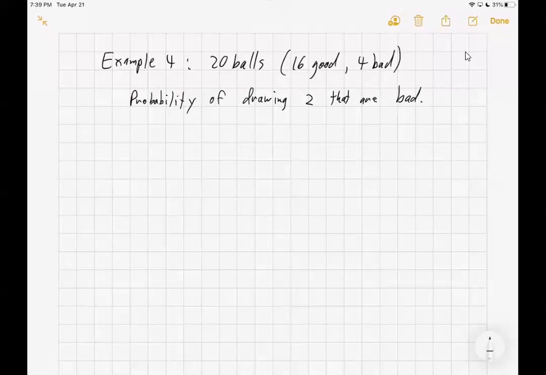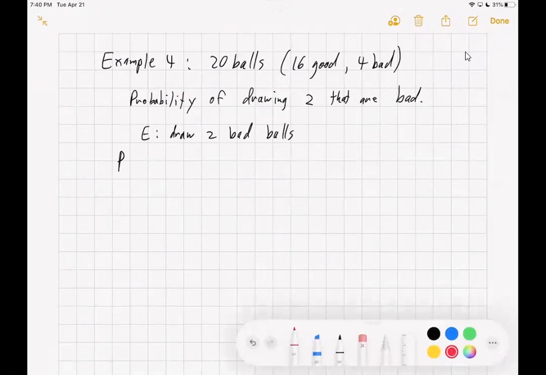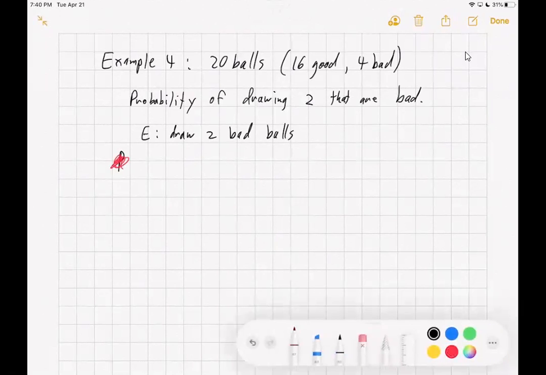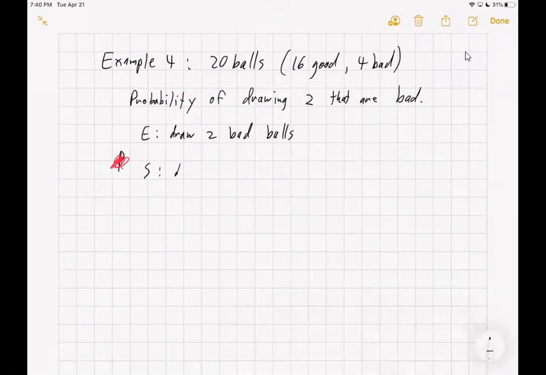Okay, so in order to do that, you have to look at the probability of the event, let's call it E, which would be draw 2 bad balls. And the sample space, let's just write out S. S is just draw 2 balls.